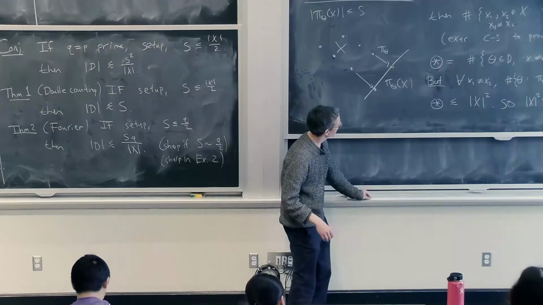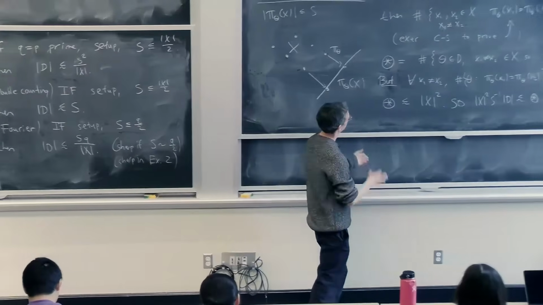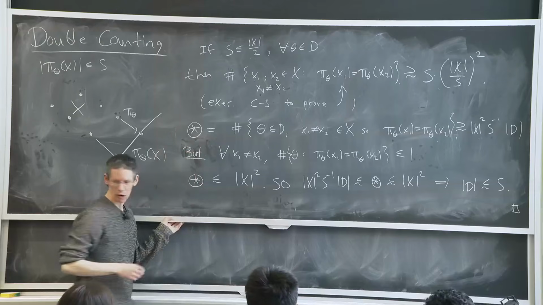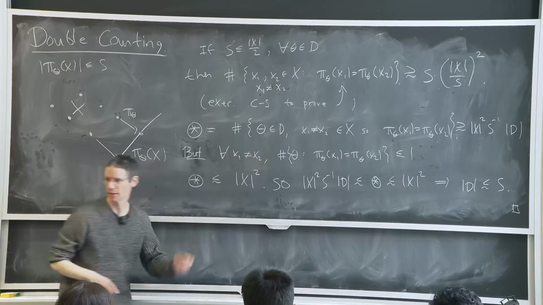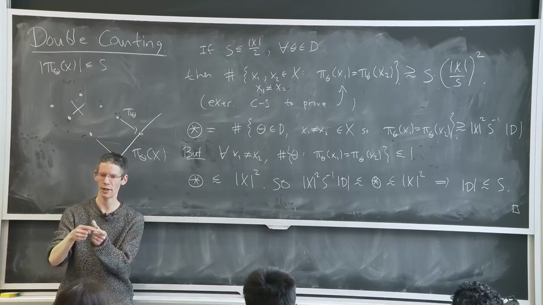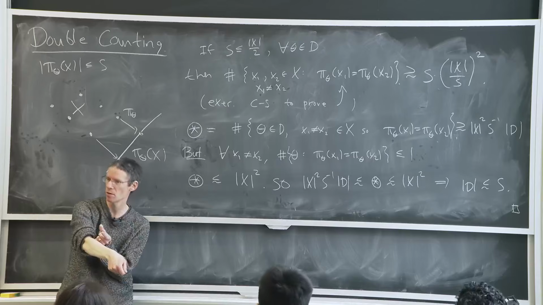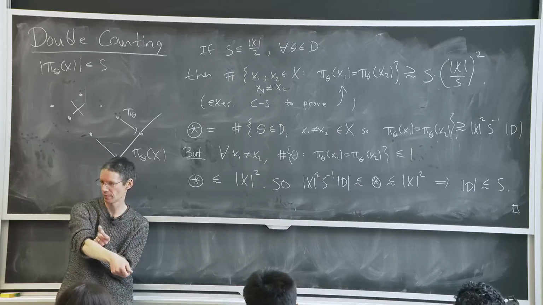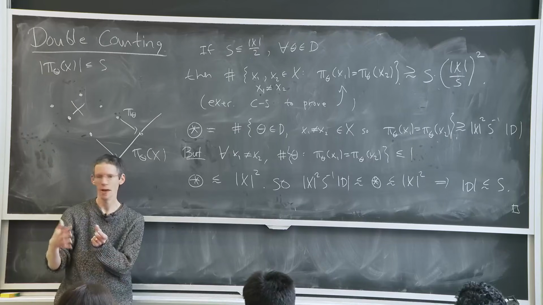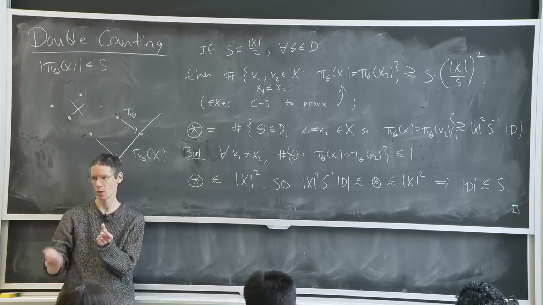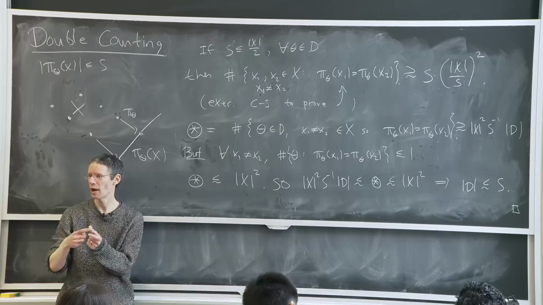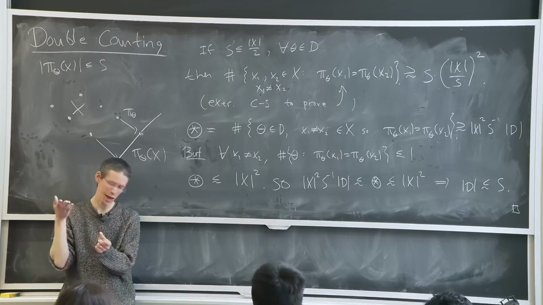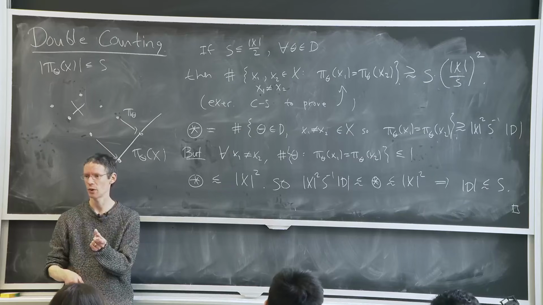Let me summarize it without the equations. The key object is this object star. Let's call this the set of coincidences. A coincidence is when you have 2 points in x that get mapped to the same point by pi theta. And if many projections are small, there must be many coincidences. But there can't be that many, because if you take 2 points, x1 and x2, there's only one direction that makes a coincidence. And that's what we're using.